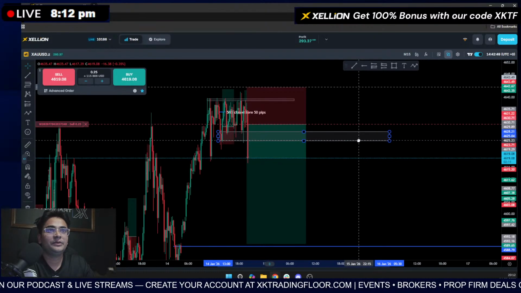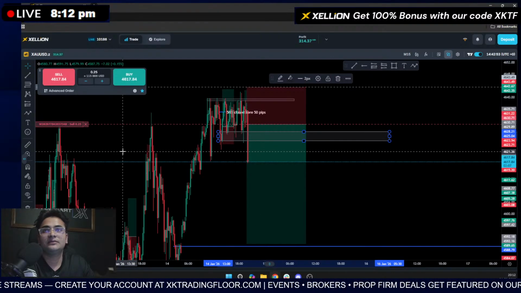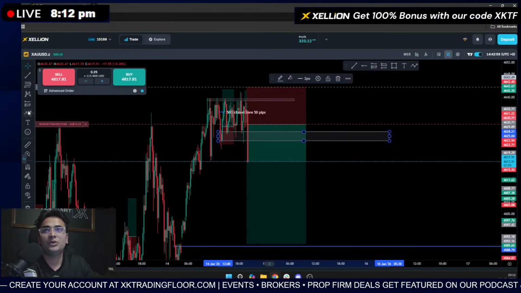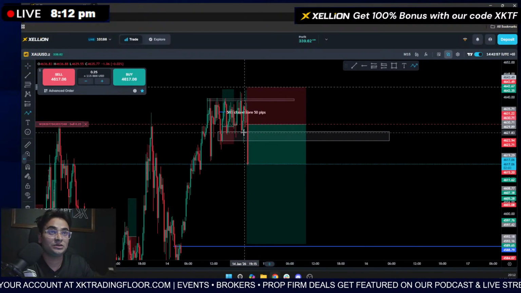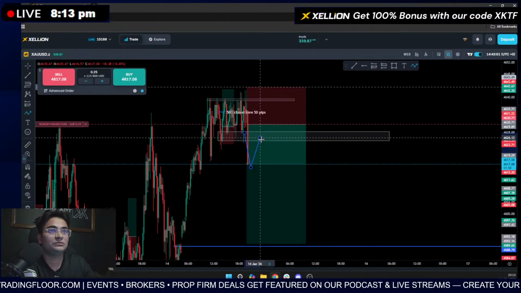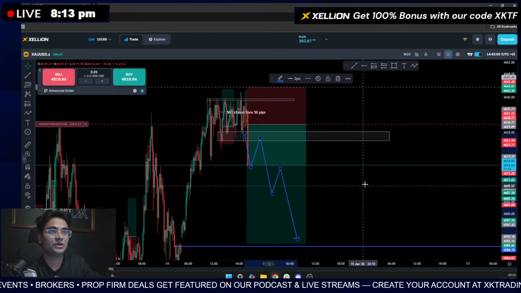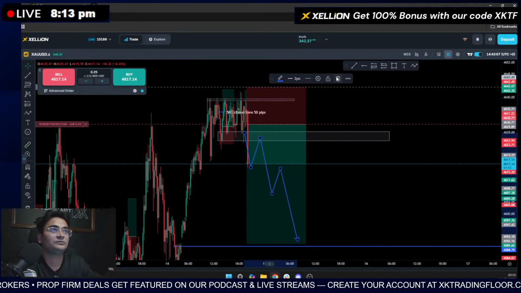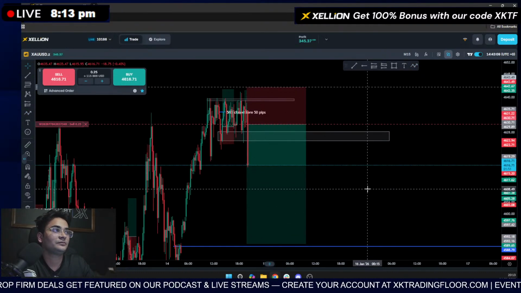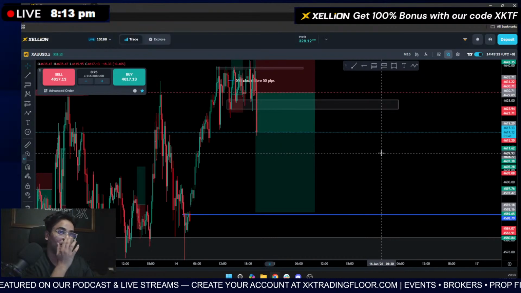We have already broken this structure. Price did break below this level, so now all we need is price to do this. We break below, made a new low, we are tapping into a zone, made a new high, made a new low, made a new high, made a new low. Okay, that's all we need, nothing more. All right, price is still pushing down. That is pretty good though.